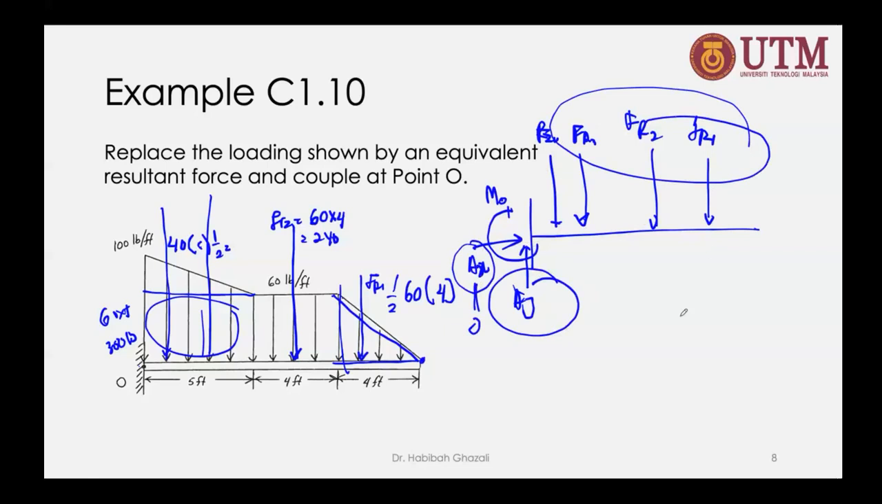For a moment, all of these are going to rotate it. It's trying to rotate it clockwise. So as I said in one of the videos, if you want to imagine where it is going to rotate, get your pen like this.